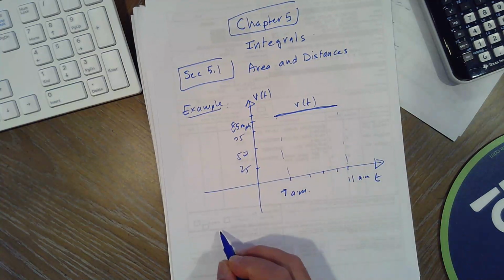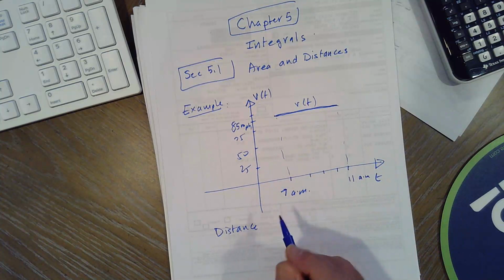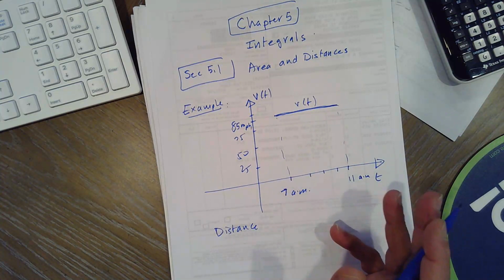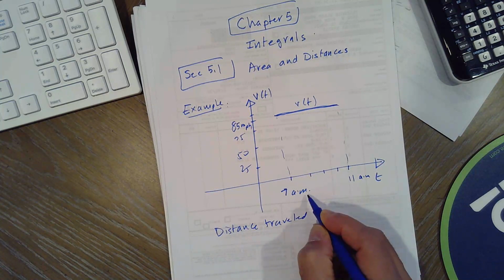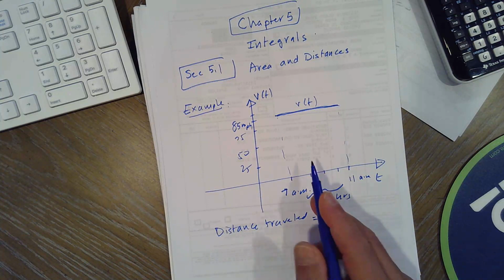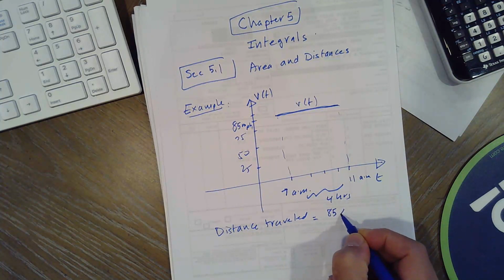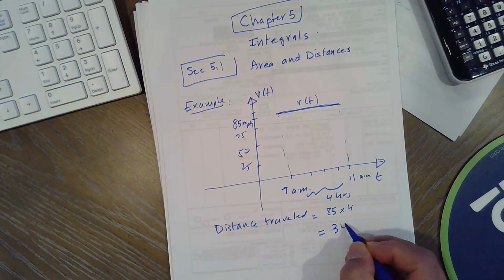The distance traveled by the train, as we know, since it's the speed, is distance traveled between 7 a.m. and 11 a.m., that's 4 hours. So distance equals velocity times time, and that distance traveled is 340 miles.